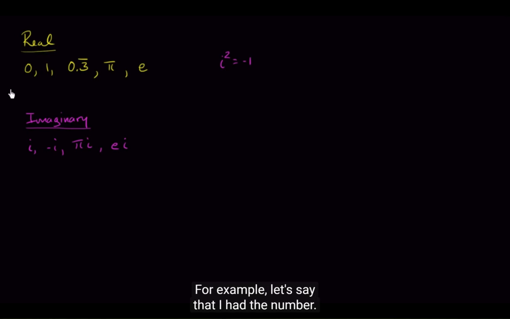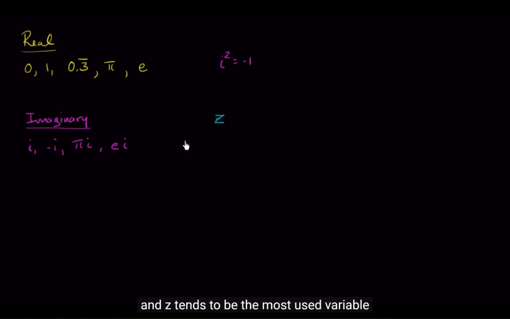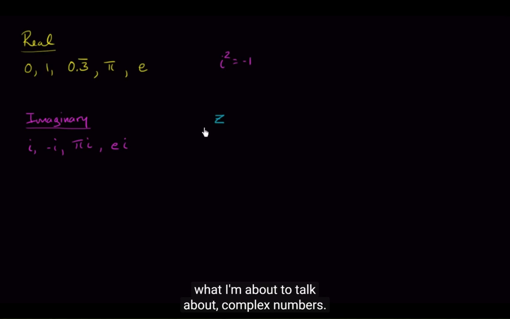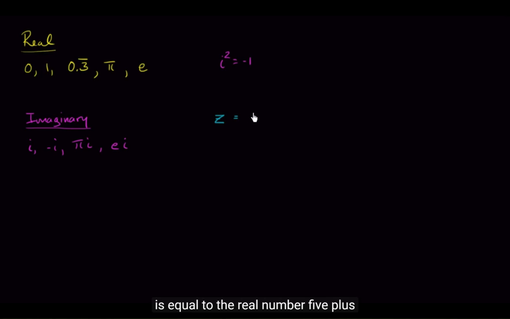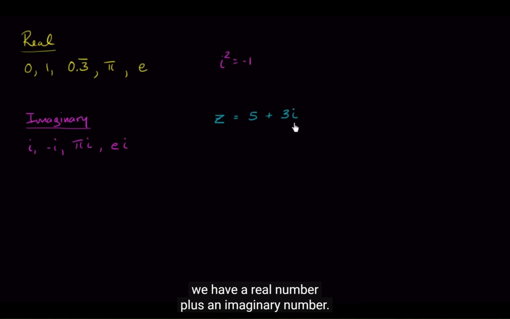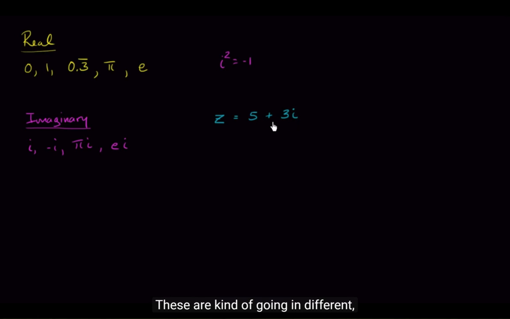For example, let's say that I had the number, let's call it z, and z tends to be the most used variable when we're talking about what I'm about to talk about, complex numbers. Let's say that z is equal to the real number 5 plus the imaginary number 3 times i. So here we have a real number plus an imaginary number. You might be tempted to add these two things, but you can't. It won't make any sense. You can't simplify this anymore. You can't add this real number to this imaginary number.